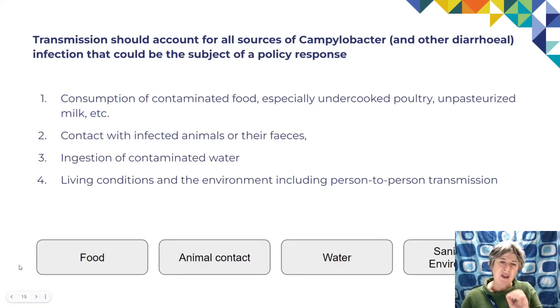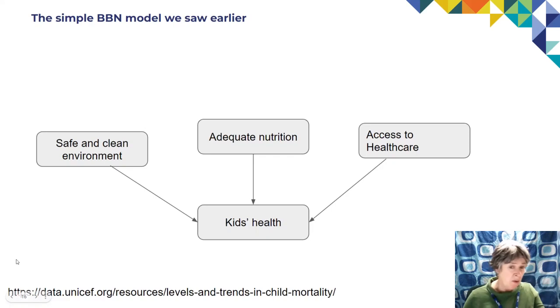We can simplify the transmission network to account for the four main routes: food, contact with animals, water, and other indirect transmission pathways through surfaces in the kitchens, toilets, the compound, the farmland, the markets, and including person-to-person contacts. So in this actual BBN, we've simplified those into one variable, safe and clean environment. So this four-node model reflects the general understanding that children's health depends on growing up in a safe and clean environment and having good food and health care. In the vocabulary of the BBN, we would say that the children's health node is the child of three parent nodes.